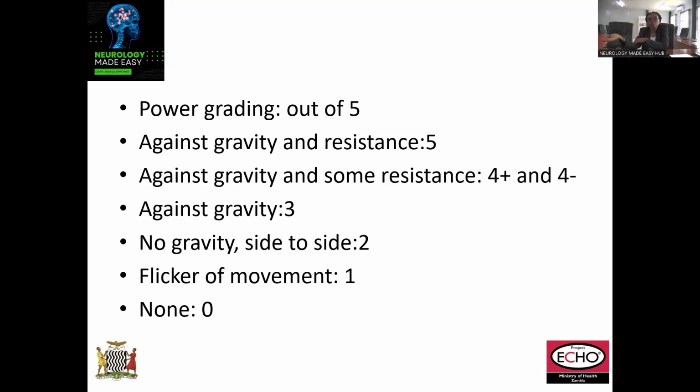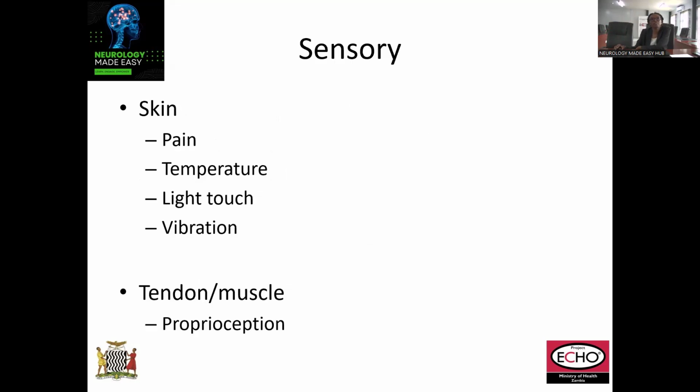If they're unable to raise it off the bed in either limb and they can only move it side to side, then that's a 2. A flicker of movement is a 1. And when there's absolutely nothing, that's a 0.